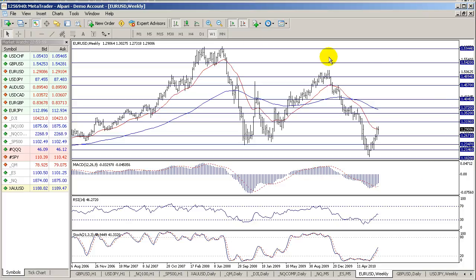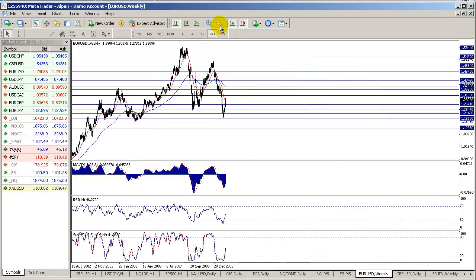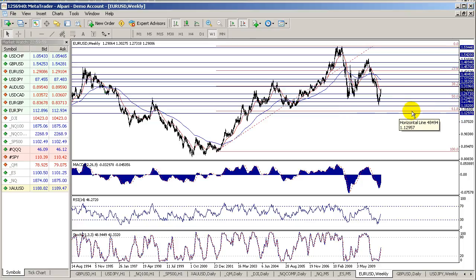Why? Because if we take a look at the bigger picture here, this is the entire rally from early 2002. You can see this rally from 2002 to the 2008 top is clearly corrective. So that means that most likely such a move is to be retraced at least by 2/3. That means by 62%. So if you take a 62% Fibonacci retracement, that brings values around the 113, 114 area.